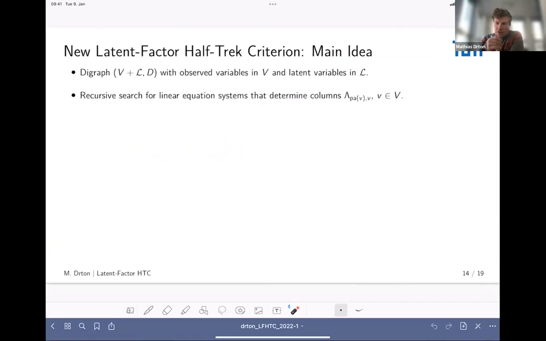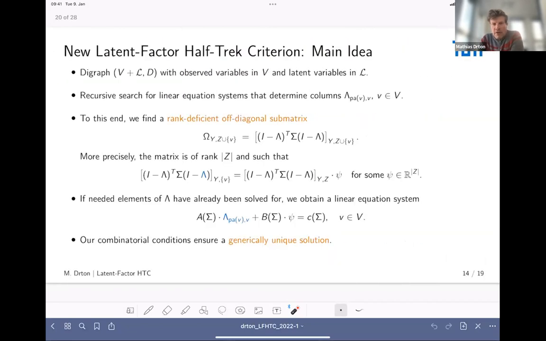It's the same principle. We're going to go column by column, identifying the entries in this matrix lambda. And every time we look at a column, now instead of looking for zeros in the latent covariance matrix, I'm going to look for a matrix. Looking for zeros is like looking for a little vector of zeros. But now I'm going to look for an entire matrix that is off diagonal and rank deficient, a rank deficient off diagonal part of this latent covariance matrix. More precisely, I find one where the rank just drops by one, such that it involves only off diagonal entries and it involves the target variable V.